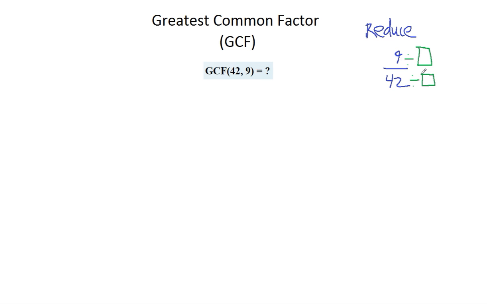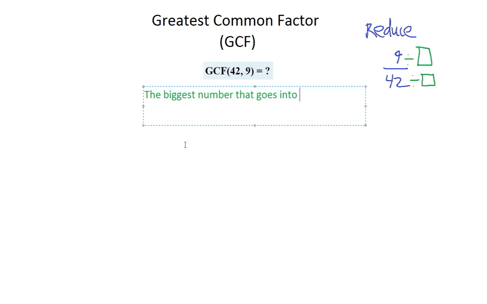And what that means is we're looking for the biggest number. Let's type this out here. We're looking for the biggest number that will go into both of these numbers. The biggest number that goes into 42 and 9. And when I say goes into, I'm talking about division. That means we're talking about division. So the biggest number that will divide into both 42 and 9.